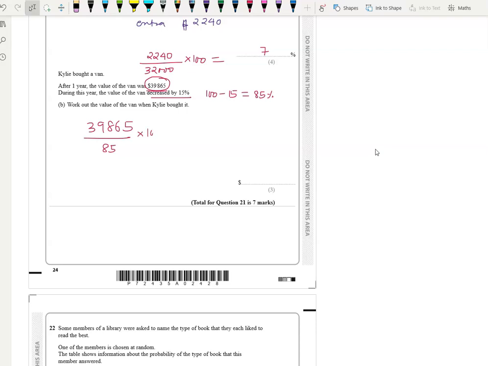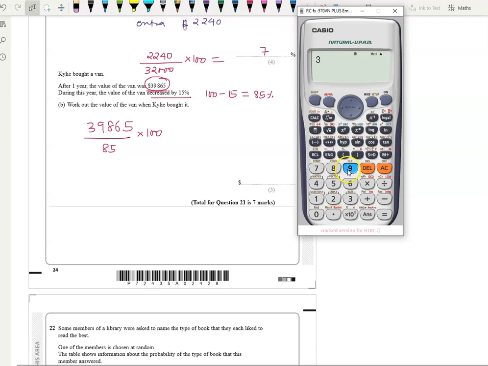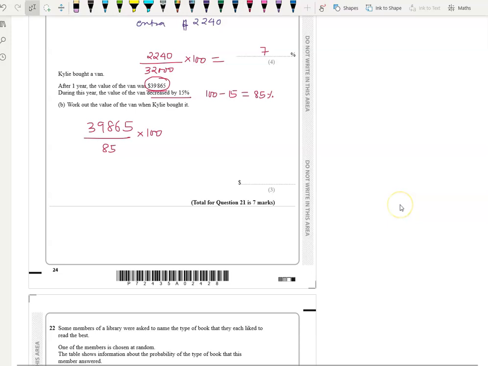To find the original, you times 100. So 39,865, you divide by 85 to make it 1%, and times 100, that gives you 46,900. So the initial value of the car was $46,900. Now one more way to work it out is, there are many ways.